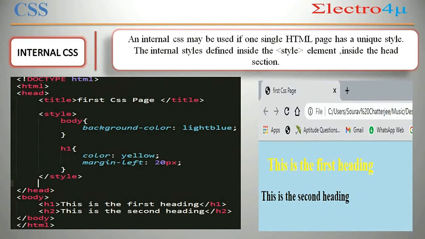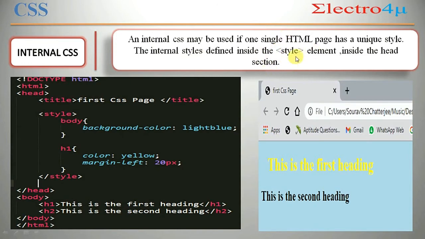Internal CSS means you apply styles on this page only, not inline. Internally means on this page only: you make a style keyword, and inside that style you write the changes here. An internal CSS may be used if one single HTML page has a unique style. The internal styles are defined inside the style sheet.